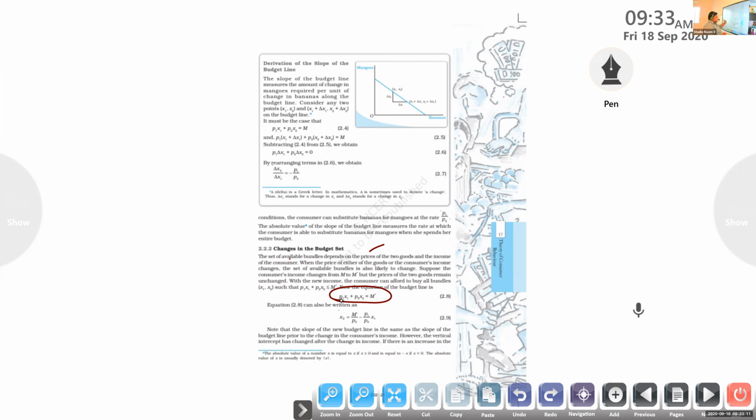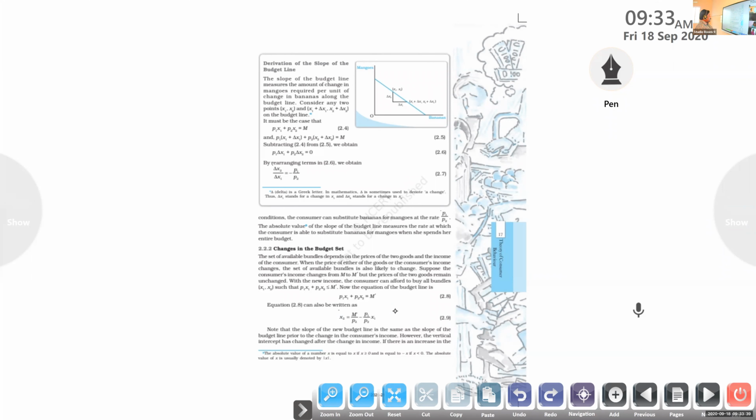Anyway, if it is increasing, he or she is able to purchase more commodities with the same price. There is no change in the price. Okay, so the equation can be converted into X2 is equal to M dash divided by P2 minus P1 divided by P2 into X1. So just converting that equation. Don't worry, you can easily understand the things here.